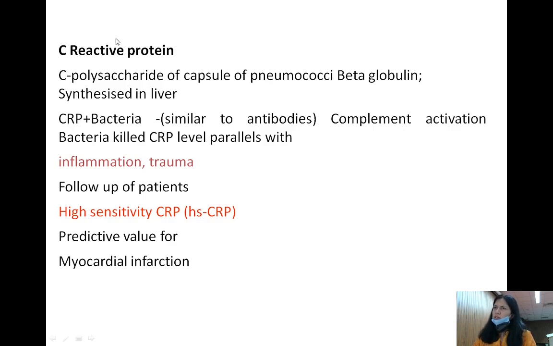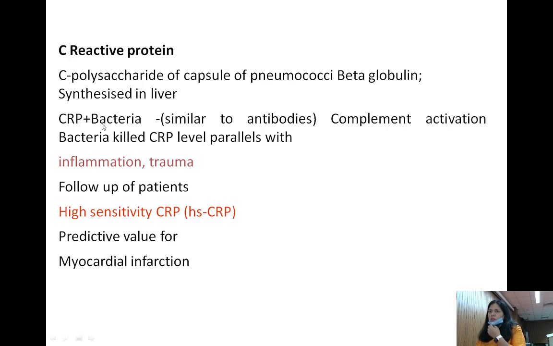Sometimes they ask you, the C-reactive protein, what this C stands for. The C stands for the polysaccharide which is present in the capsule of the pneumococci. So this protein reacts with the polysaccharide present in the capsule of the pneumococci. Polysaccharide or carbohydrate, you can say. C stands for carbohydrate. So this protein reacts with the carbohydrate present in the capsule of the pneumococci. That's why it is known as C-reactive protein.